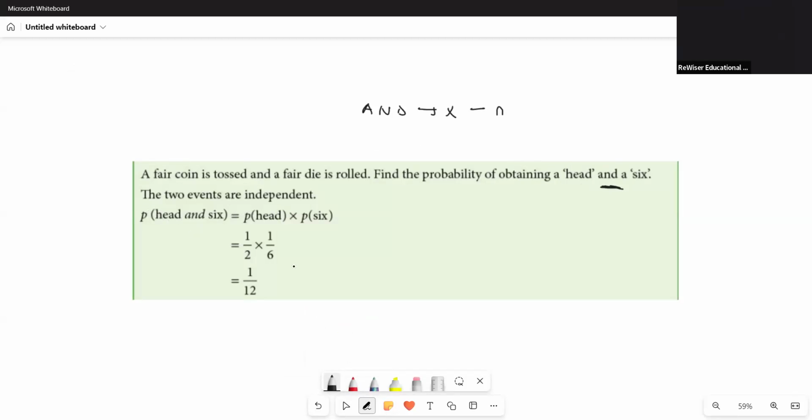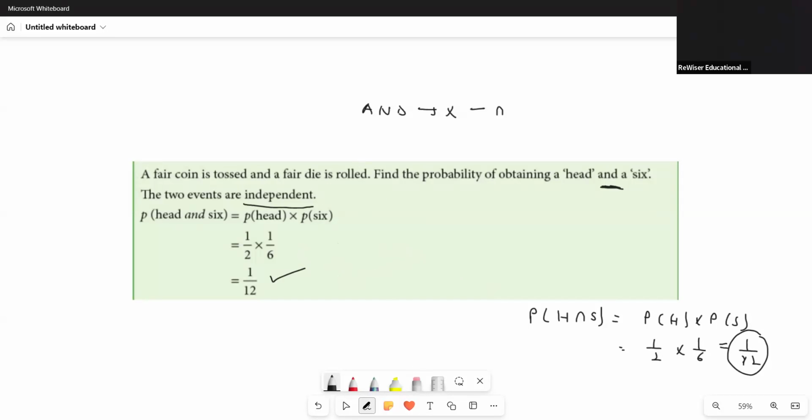So the two events are independent. That means we have already written that the probability of head intersection 6 has to be the probability of head multiplied by the probability of 6, since the events are independent. So the probability of obtaining a head is half, and the probability of obtaining a 6 is 1 by 6. So the probability has to be 1 by 12, and that's the final answer to the question. This is how we use the independent and intersection events to define a sum in probability.